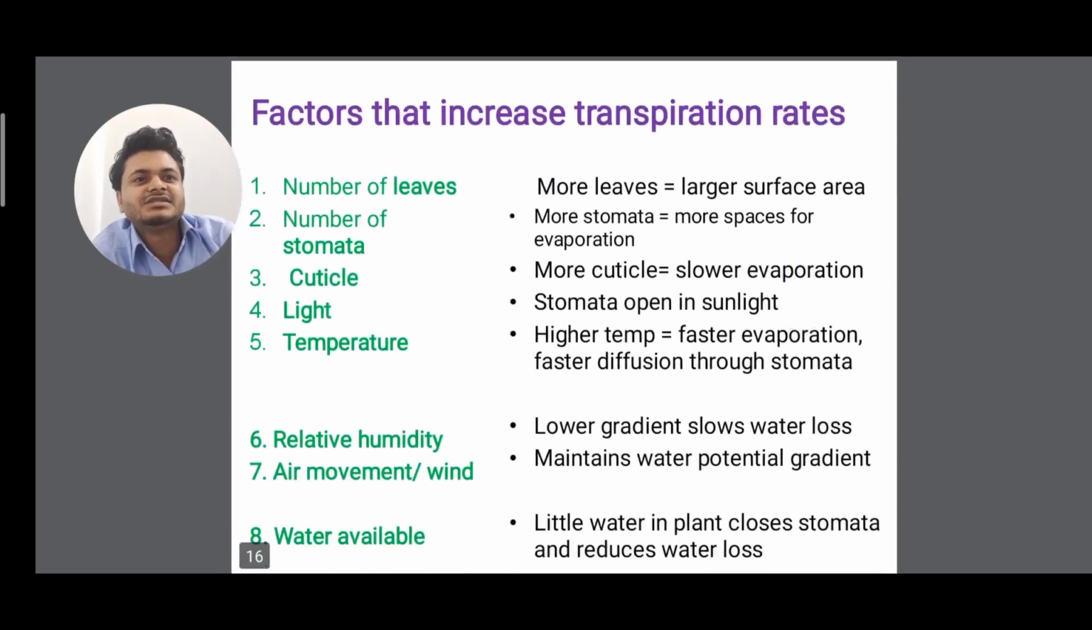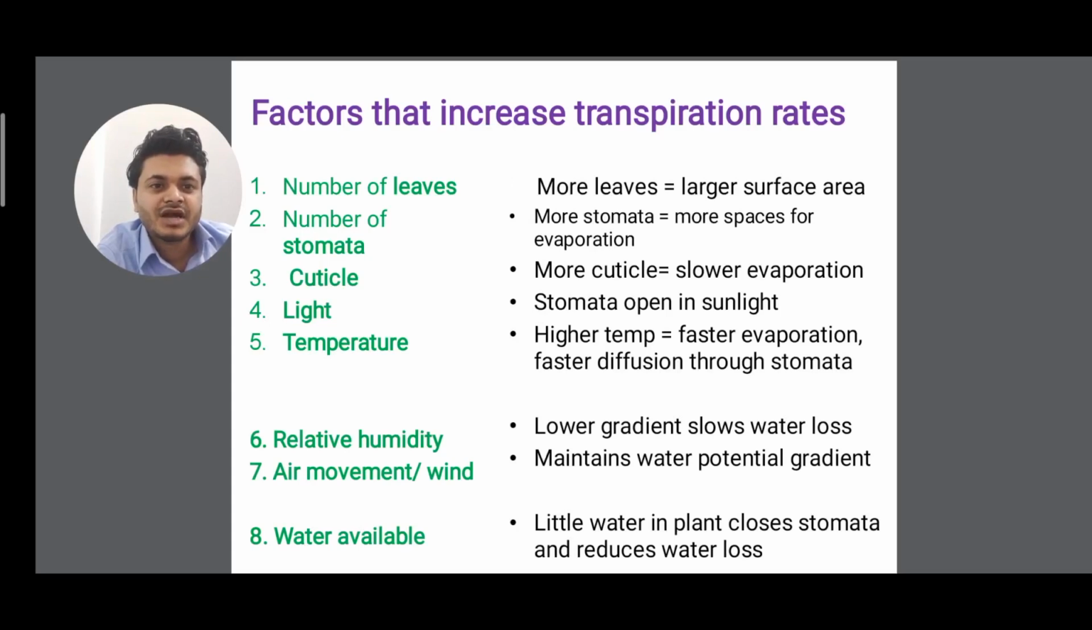Now what are the factors that increase transpiration? If there are more leaves, then more transpiration will be there. If there are more stomata, then more evaporation will take place. If there is more cuticle, then the rate of evaporation and transpiration is slower. If light is more, then stomata will be open and there will be more transpiration. If there is a higher temperature, then evaporation and transpiration are faster. If relative humidity is high, it slows the rate of transpiration. If air movement is high, it enhances the rate of transpiration.